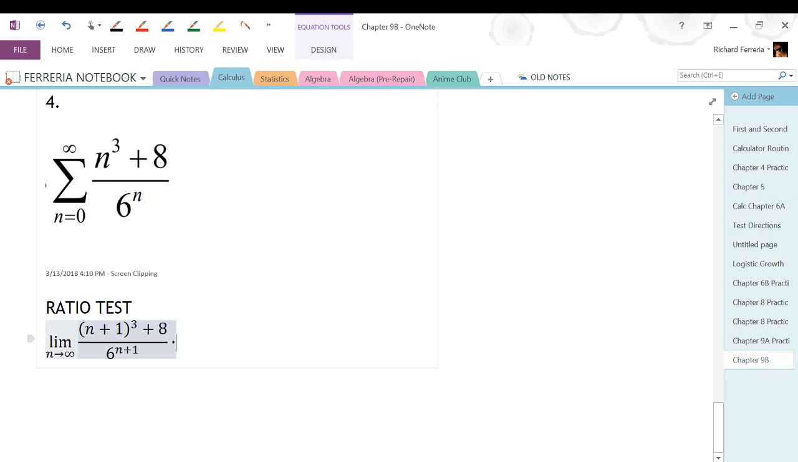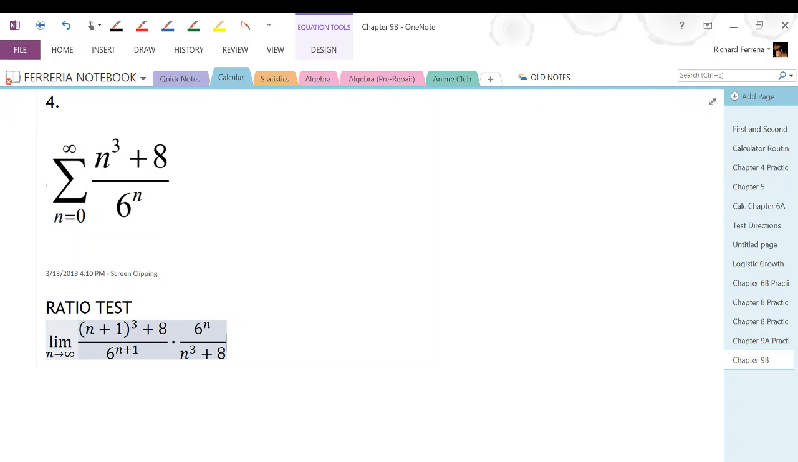All in red. Times, let's see, 6 to the n divided by n cubed. No, yeah, n cubed plus 1 plus 8. Sweet. Okay.